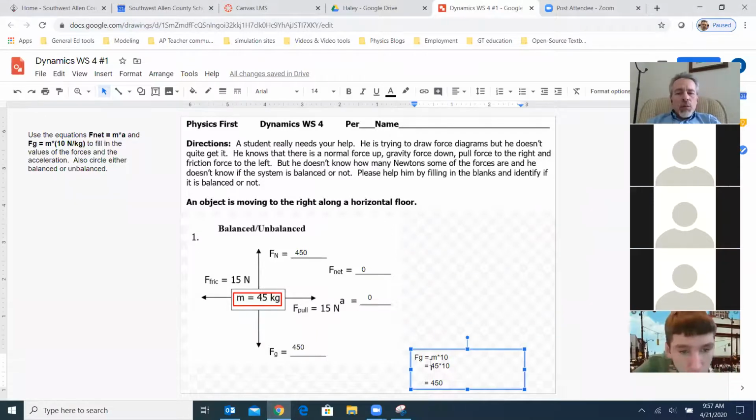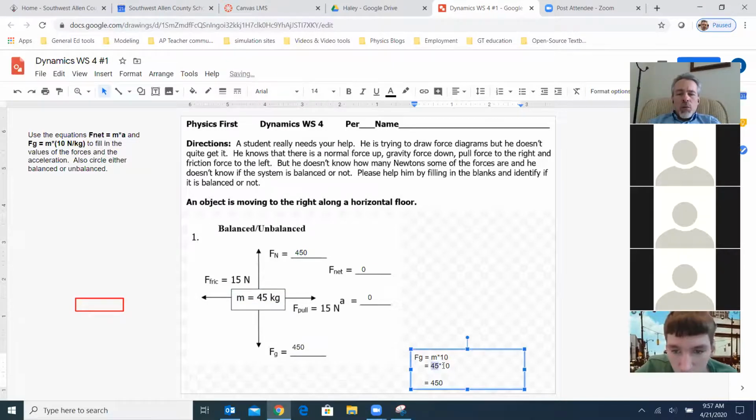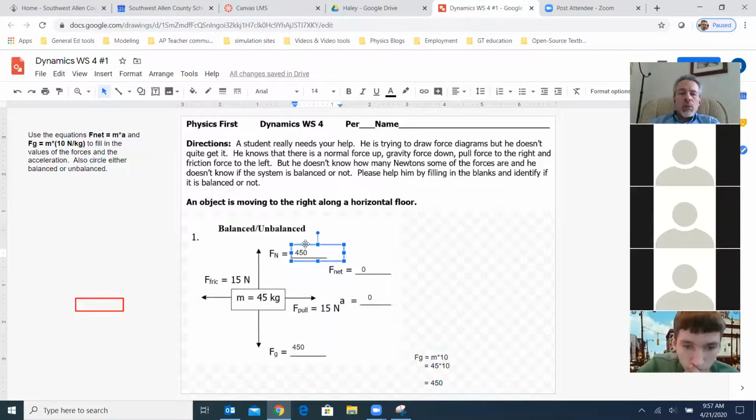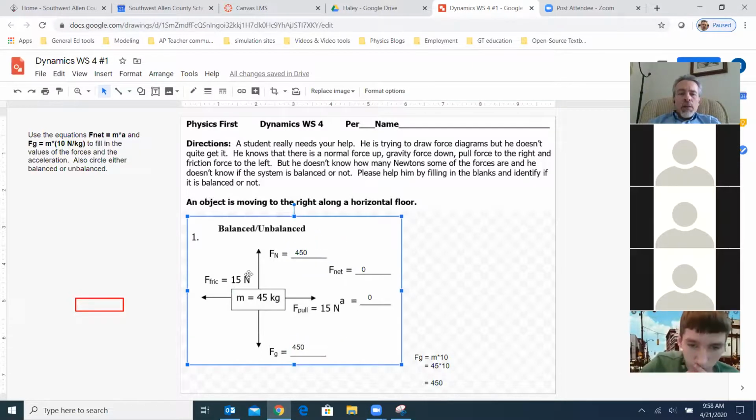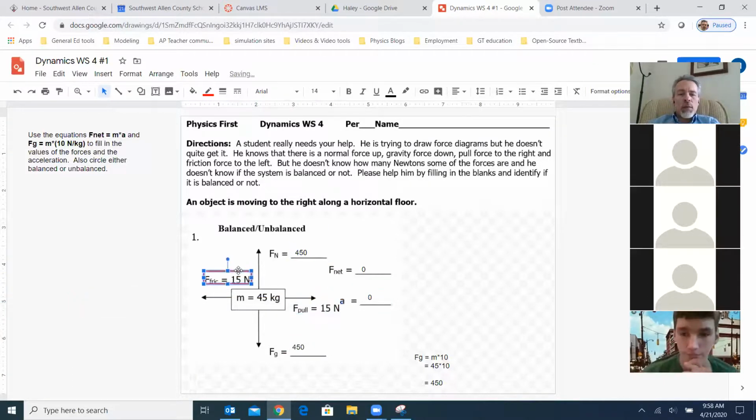The first thing I did was I calculated what the force of gravity was by doing m times 10, and it tells you right here that the mass is 45 kilograms. So I plugged that in over here, 45 times 10, and I got 450. Since this is an object moving on a table, the normal force would have to be 450 as well, just like the gravitational force. Then notice that the force of gravity and the normal force cancel one another, up and down. And also the friction force, which is 15, cancels out the pull force. Those two cancel, which means the net force is 0.